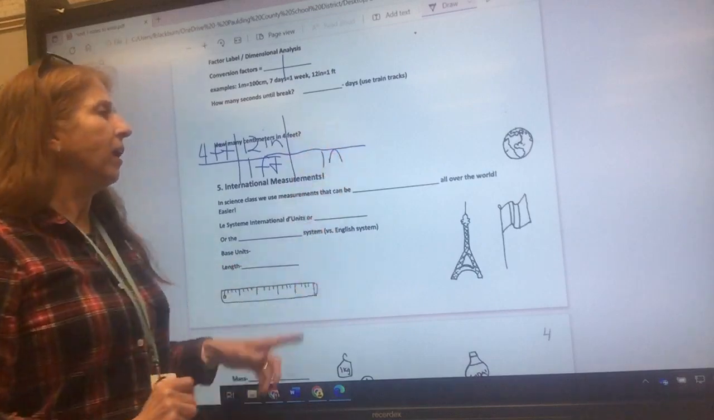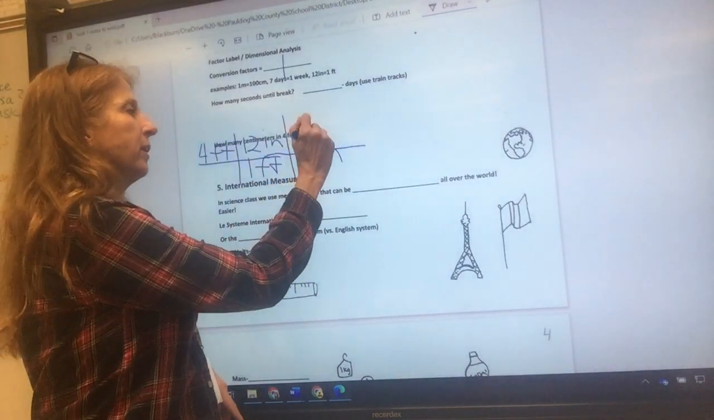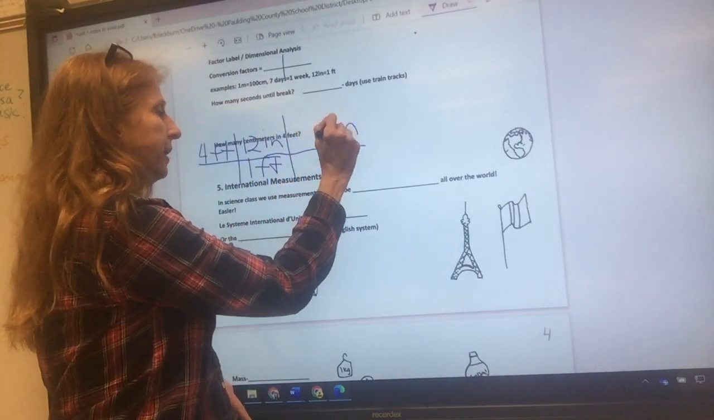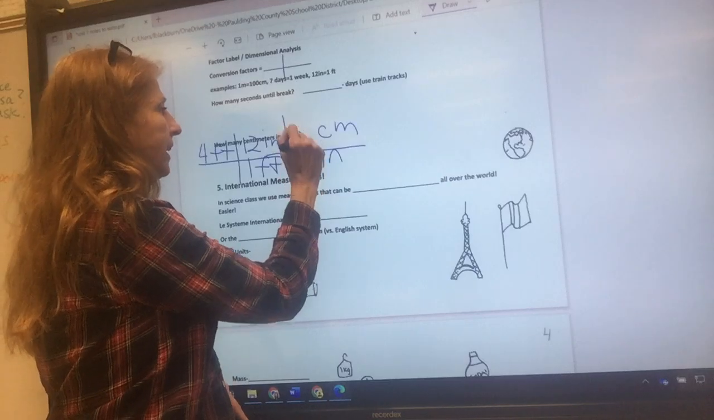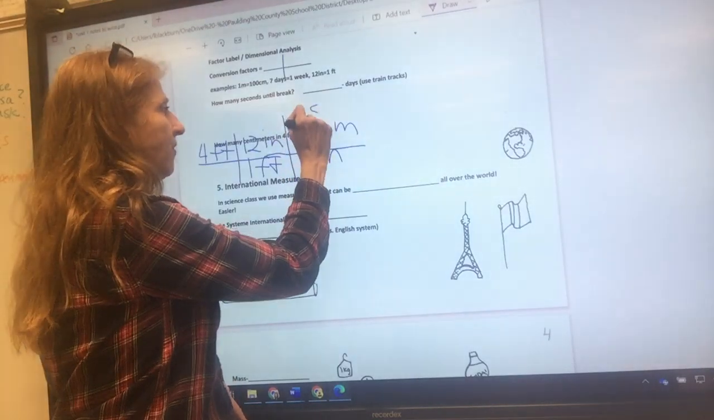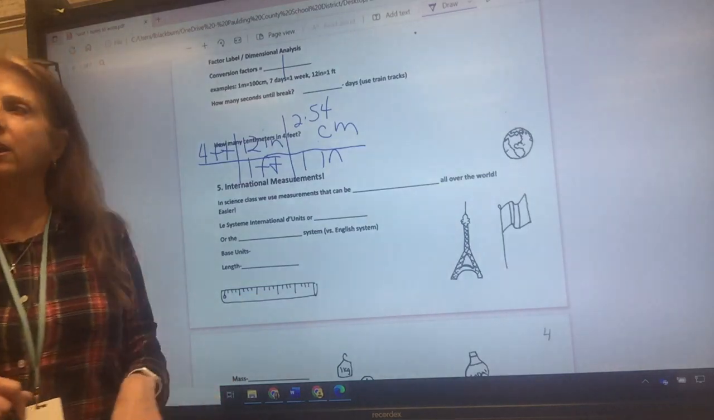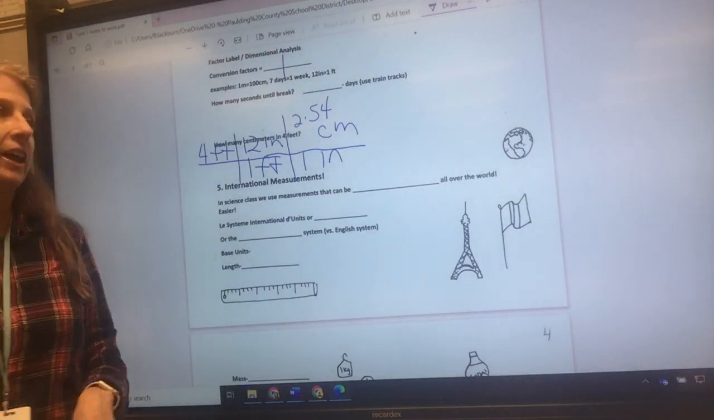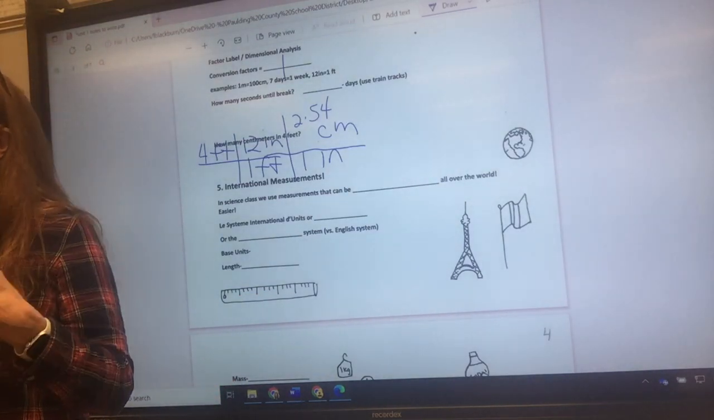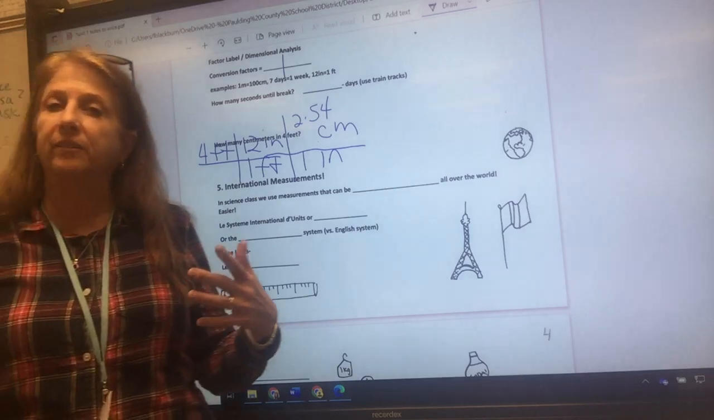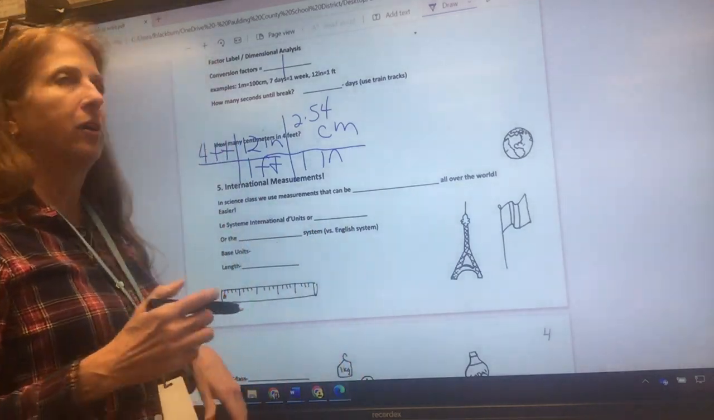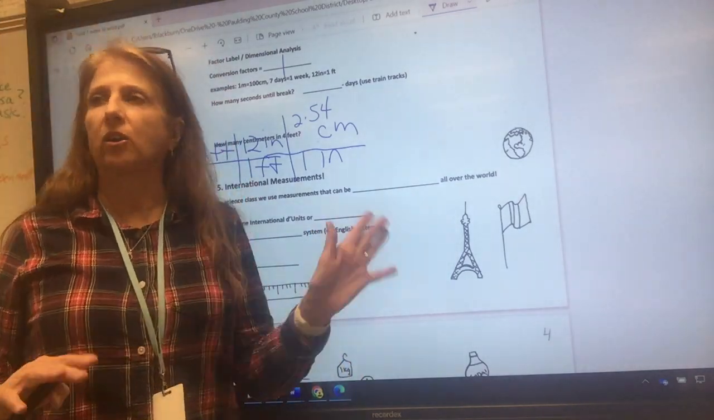Okay, now I do know the relationship between inches and centimeters. 1 inch is 2.54 centimeters. Now you might not know that. You might have to look it up, but I know it. But if it's something like that, I'll give it to you, or I'll give it to you to write down on your cheat sheet.